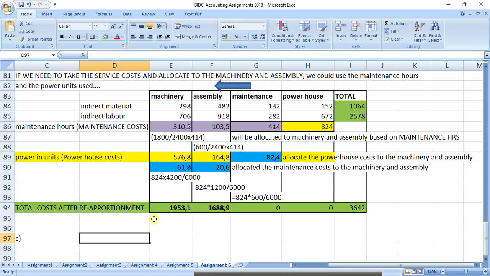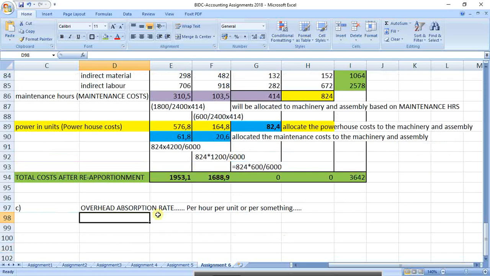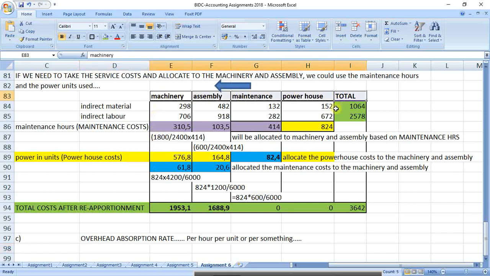Alright, so with C, let's have a look. Calculate the appropriate overhead absorption rate. Okay, so overhead absorption rate. A rate would be per hour or per unit or per something. That's just theory. So when you look at a rate, you're looking at allocating a cost based on a specific rate. Right, so now we need to approach it looking at the 4 departments again.